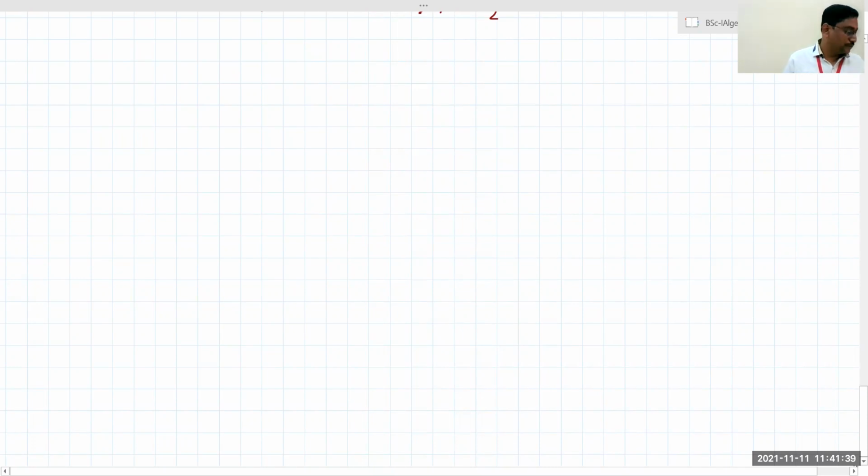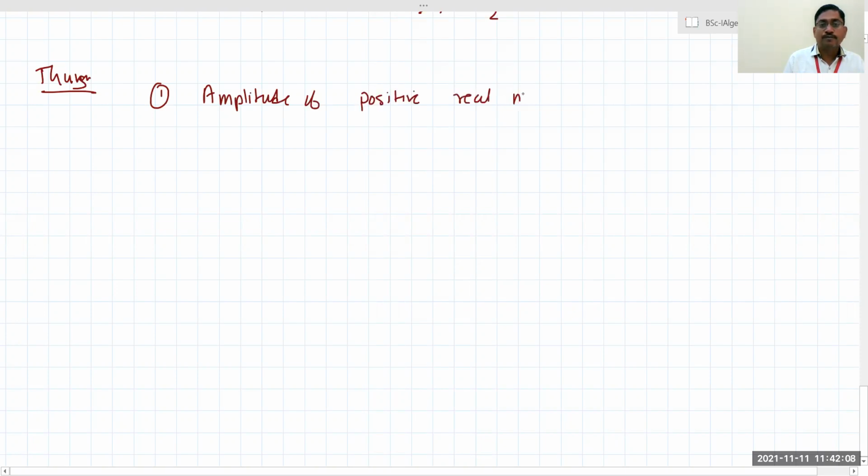Okay. Purely imaginary we have discussed just now. If y is positive, then it is pi by 2, and if y is negative, then it is minus pi by 2. So I'll just make a brief summary of this. Thus, the amplitude of a positive real number, now you tell me, what is the amplitude of a positive real number? Amplitude means argument, that means angle.